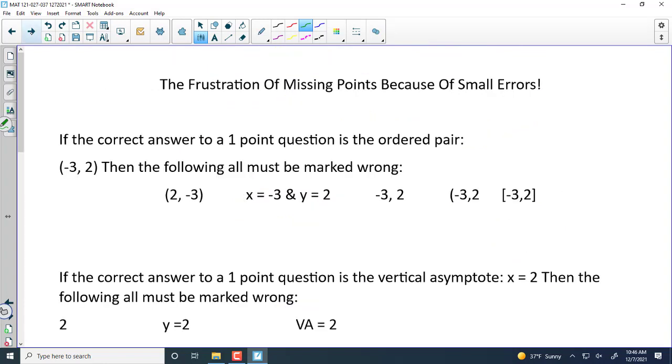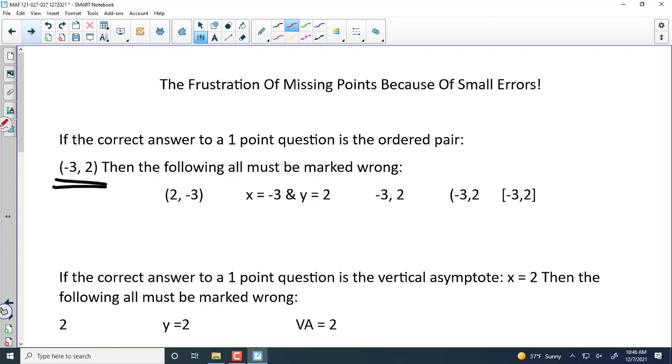Next, I want to talk about, we've done a lot of work with different notation and we need to be very precise with our notation in this class, so I don't want anyone missing questions on the exam because they're not answering in a correct format or they're being sloppy. So let's say you're doing a 1-point question and the answer is this ordered pair right here, (-3, 2), and the question asks for an ordered pair. Then, unfortunately, every one of these answers is wrong.